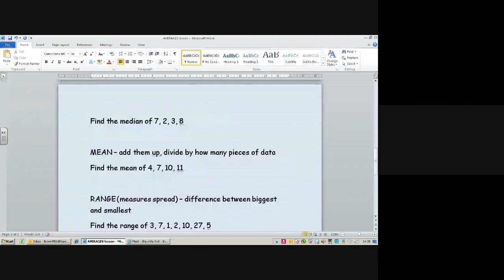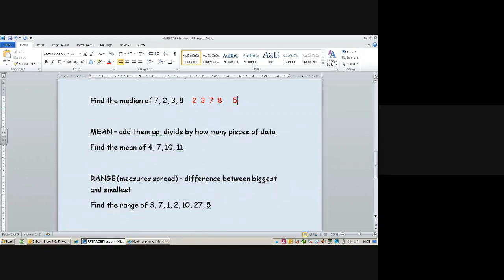For our last set of numbers, put them in order again. 2, 3, 7, 8. Median again, between two numbers, 3 and 7. So you need to find a number which is halfway between 3 and 7. So 3 plus 7 is 10. Half of 10 is 5. So 5 is your median.